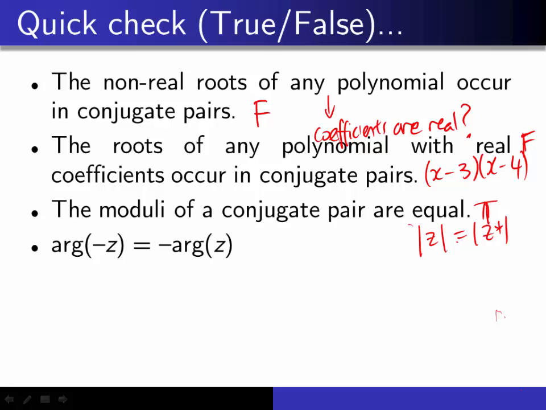The argument of negative z is equal to the negative of the argument of z. True or false? Look at your diagram. You already have a preset diagram. You don't even need to sketch again. True or false? If your point representing z was here, okay, let's say this was the point representing z. Where would the point representing negative z be? Here, right?